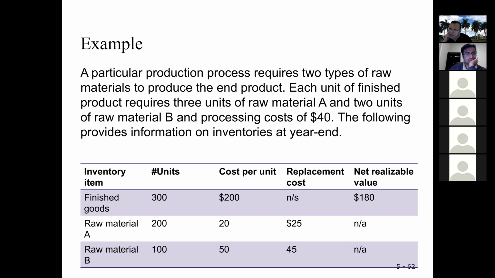So you compare those two numbers. Finished goods, what's the cost? 200. Good. What's the NRV? 180. So do you need to write down? Yes, you need to write down, because the market is 180, which is lower than the cost of 200. So you need to write down 20 for each unit.